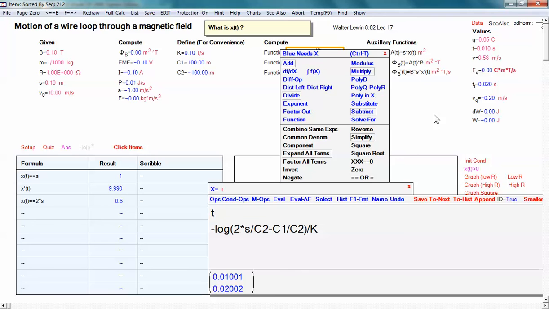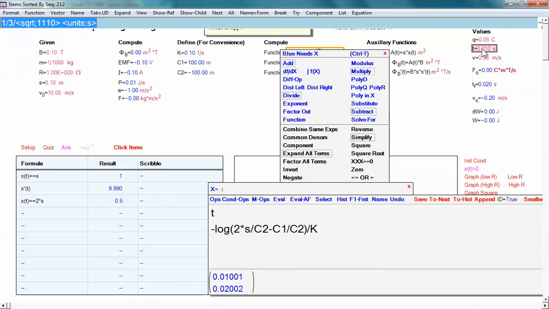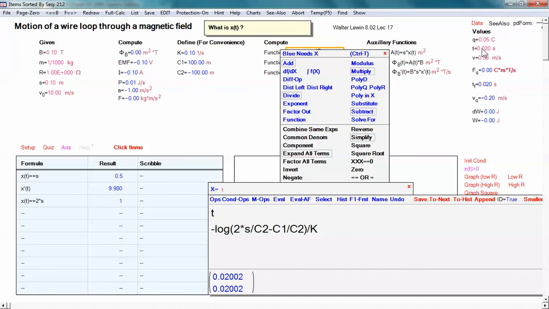I can put that up here in my t to make my equality correct. That's going to be 0.02002. That's rounded a bit. So in other words, it takes about 2/100ths of a second for the wire to pass completely through the field. And what is its velocity then? Well, I've changed the t, so now x prime of t represents the velocity as it leaves the field, and that's 9.98 meters per second. So it's only slowed down 0.02 meters per second.